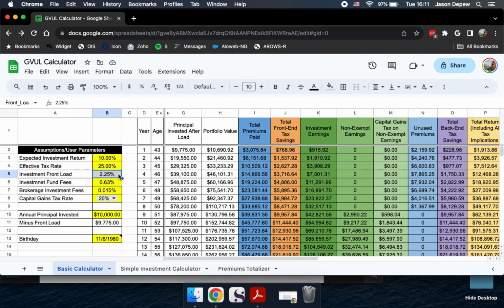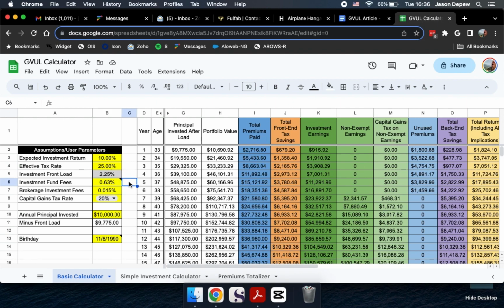The next one is the investment front load. This is the 2.25% that MetLife charges on every dollar that you put in to your investment account with them. It gets taken off the front and you never see it again. Okay, next up, we have what I call the investment fund fees, also known as the expense ratio.